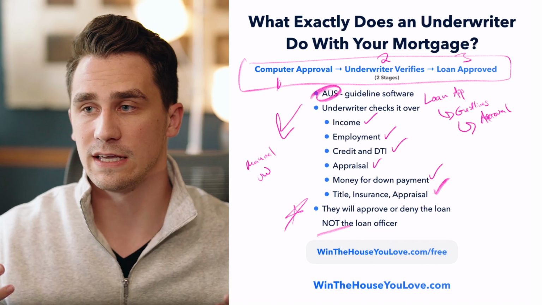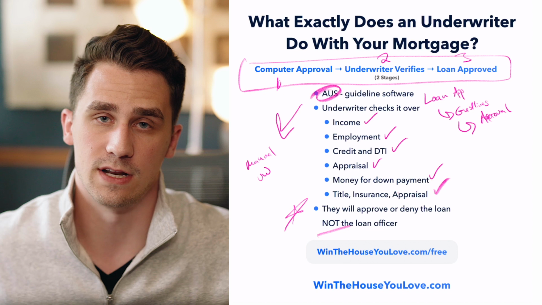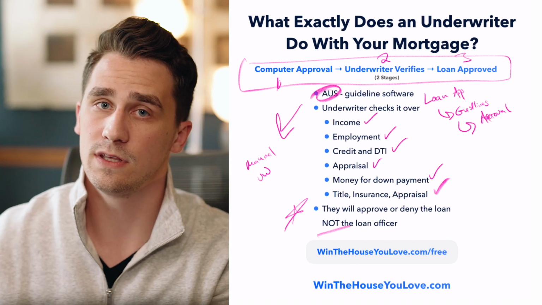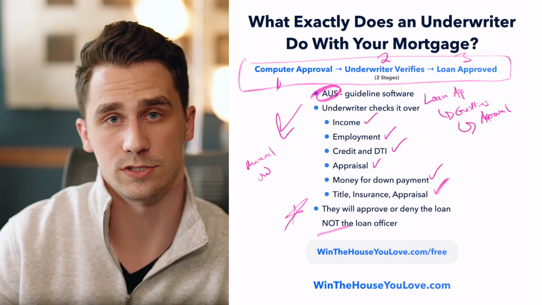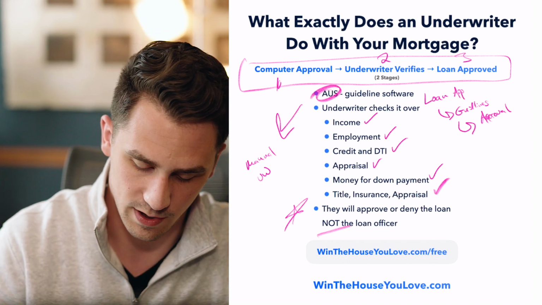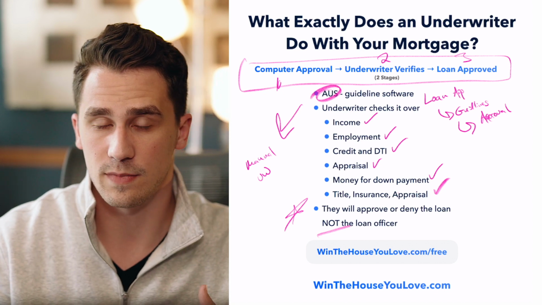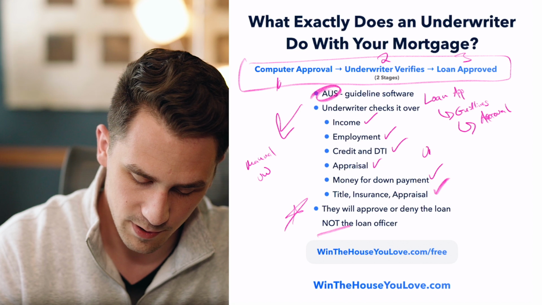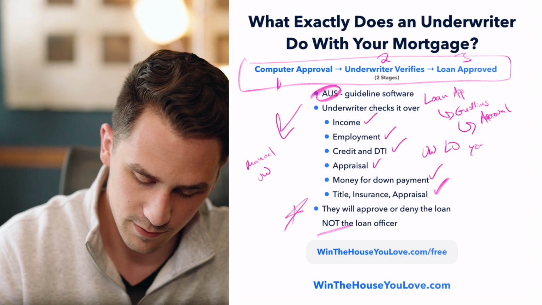So if you ever feel like you need to talk about a financial scenario with your loan officer, know that your loan officer is on your side. They don't get paid most of the time unless they help you close the loan. They are your advocate to the underwriter. Think of them as your go-between. So you have the underwriter, then you have your loan officer, and then you have you.